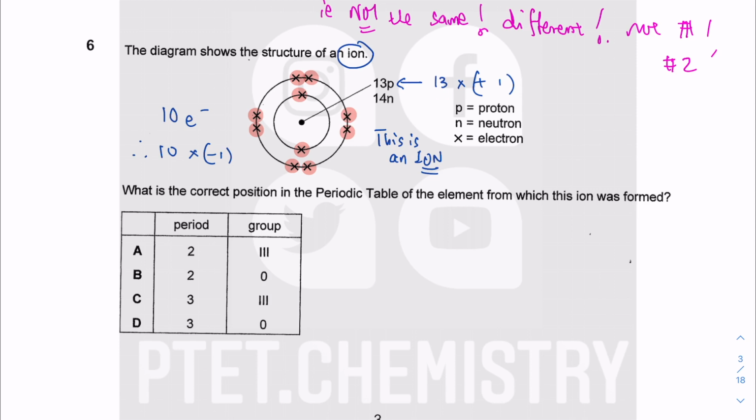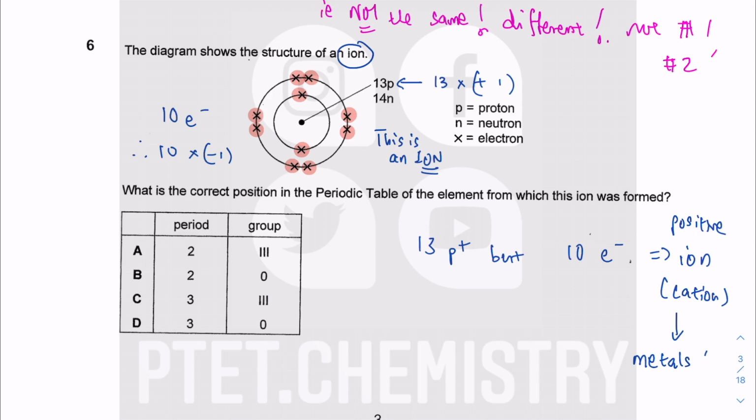Okay, so when you have 13 protons but you have 10 electrons, this is an ion. You have more protons than electrons. This is going to be a positive ion. This is going to be a cation. Cations come from metals. Metals lose electrons to form cations. That is actually part of the syllabus that come under the first bit of structure and bonding, where they say candidates should be able to state that metals lose electrons to form cations as a result of counting protons and electrons based on this diagram given, and they even told you it's an ion.